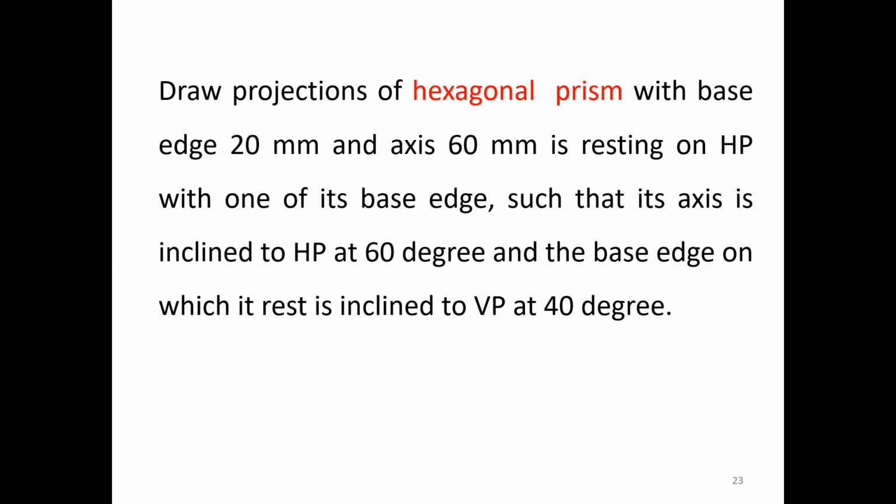While we are creating the simple position, one base edge should be on the right side. In the second case, the axis is tilted to 60 degrees and the base edge is on the horizontal plane. The solid is resting with its base edge on the horizontal plane and the axis is tilted to 60 degrees. In the third case, the resting base edge is inclined to VP at 40 degrees. These are the three cases we are discussing in this problem.